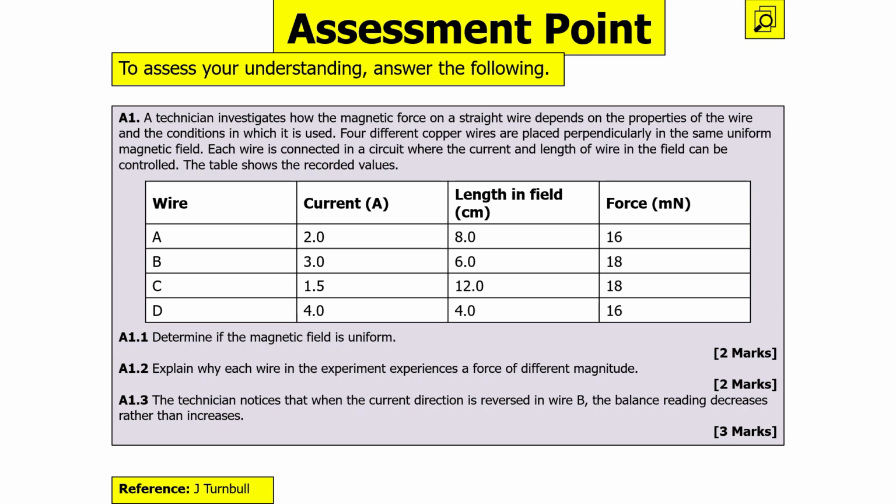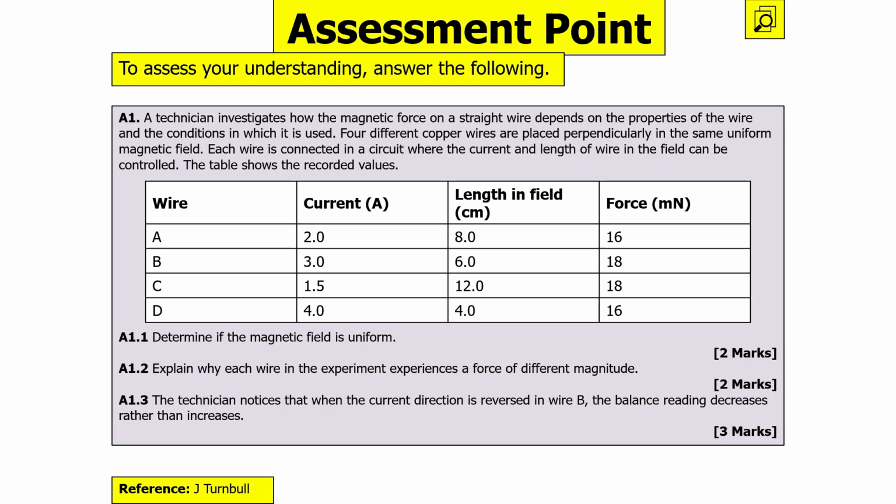A technician investigates how the magnetic force on a straight wire depends on the properties of the wire and the conditions in which it is used. Four different copper wires are placed perpendicular in the same uniform magnetic field. Each wire is connected in a circuit where the current and length of the wire in the field can be controlled. The table shows the recorded values.